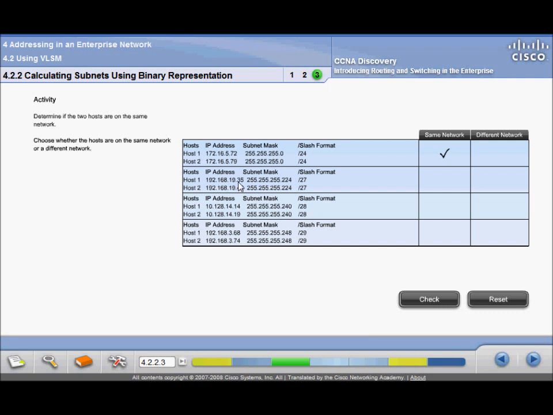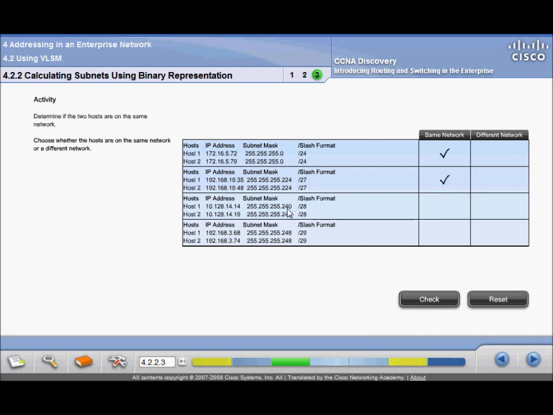32 to 63 would be another, right? So we can tell just from that right there that these two are on the same network, because 35 and 48 fall within 32 to 63. So let's check that one too.